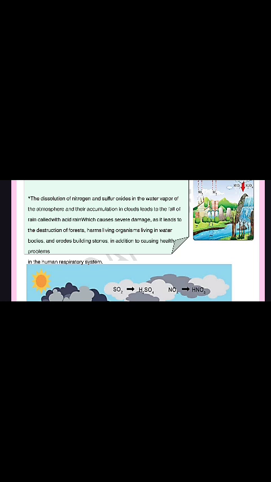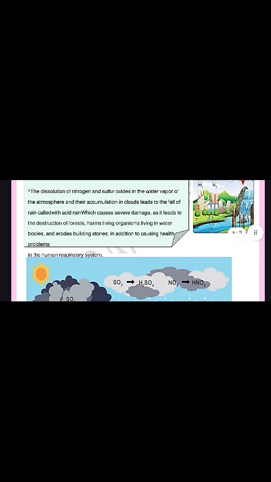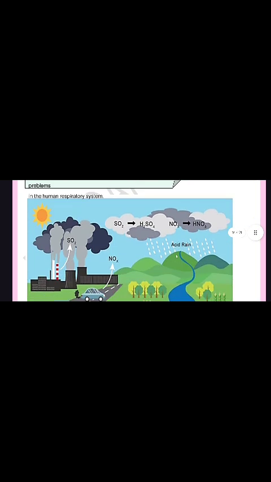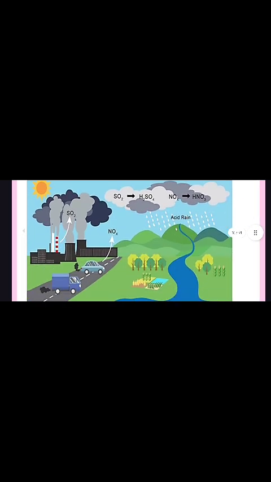And this leads to destruction of forests, harming living organisms, especially the ones that live in water, and erosion of building stones, in addition to causing health problems. As you can see in this picture, those are the effects of acid rains on animals, plants, humans, and of course non-living things.